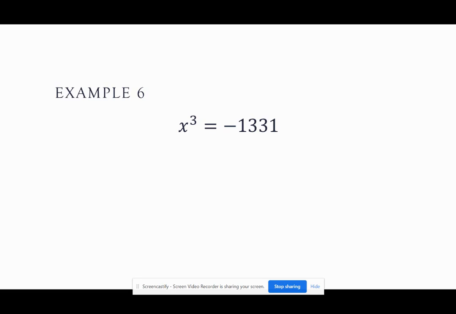Last one, we have cube roots again. I know it's a cube root because of this 3, therefore I put the cube root symbol, that's ugly, I'm sorry, on both sides. When I take the cube root of something being cubed, the x just gets released. And then I have the cube root of the right-hand side, negative 1331. I'm going to go ahead and put that into my calculator.